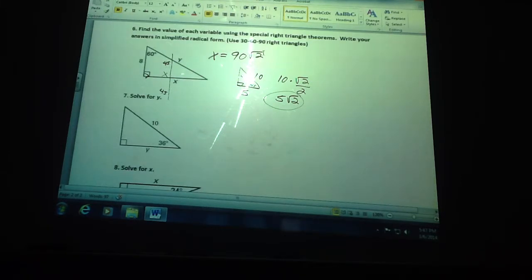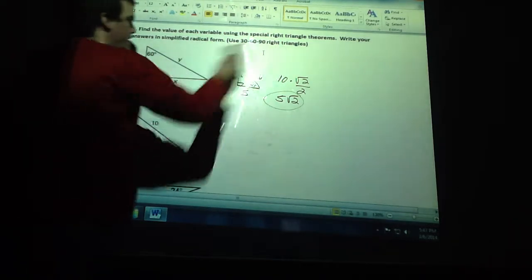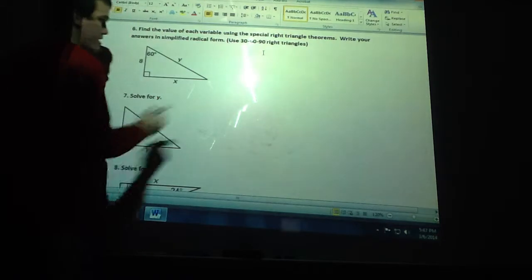Next, number 6, we have a 30, 60, 90 right triangle. So find the value of each variable. Remember, use 30, 60, 90 right triangles.